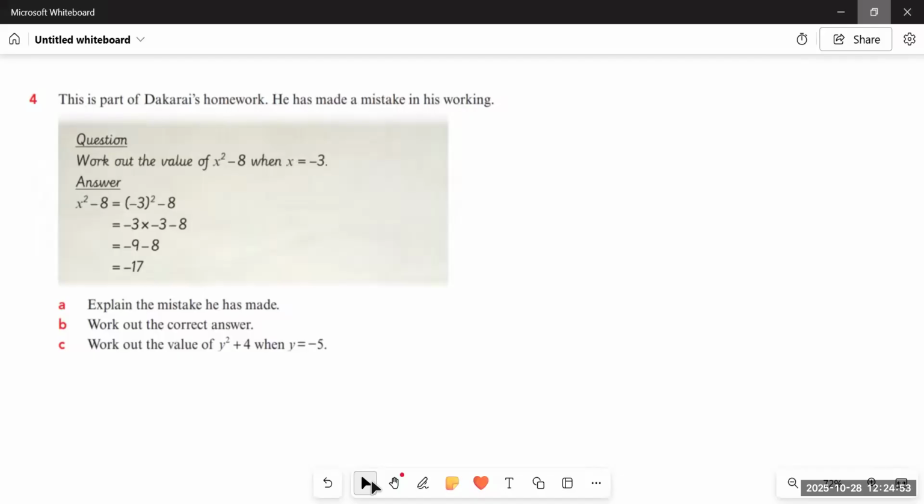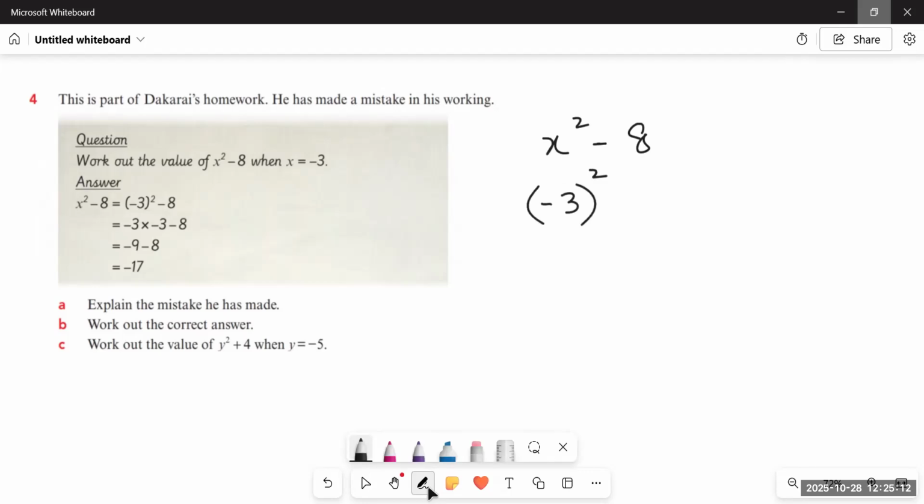Here's the next question. This is part of Dakarai's homework. He had made a mistake in his working. So let's see what mistake he has made. Work out the value of x square minus 8, where the value of x is minus 3. So he would have kept minus 3 in place of x, then found the square.